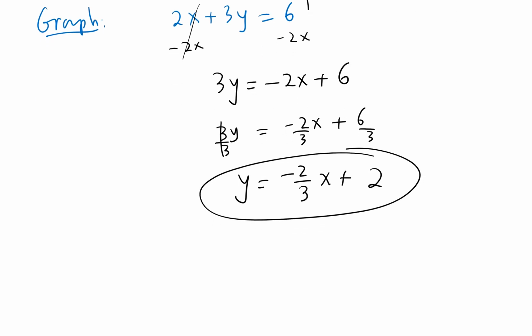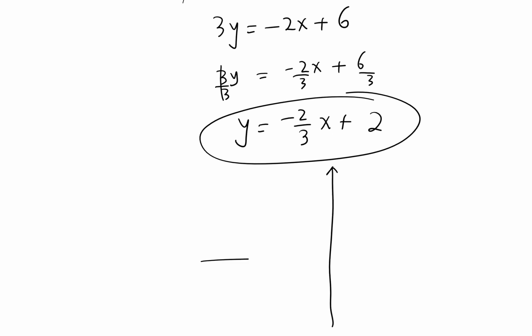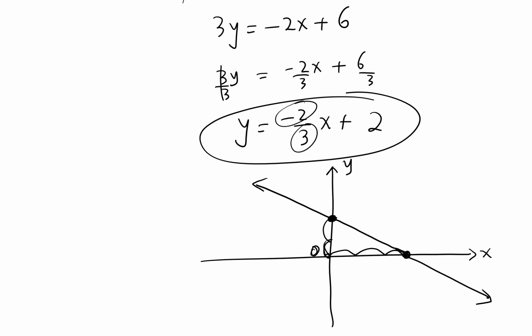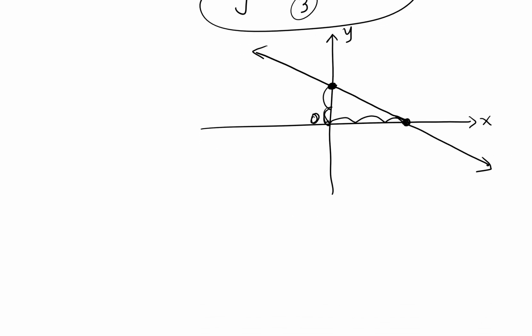Now I'm going to try to graph it. The easiest way is the method I showed you earlier, starting with the y-intercept, 2. Negative 2 means 2 down, and 3 to the right: 1, 2, and 3. Connect the 2 points. Any questions about this? That's how we graph straight lines.